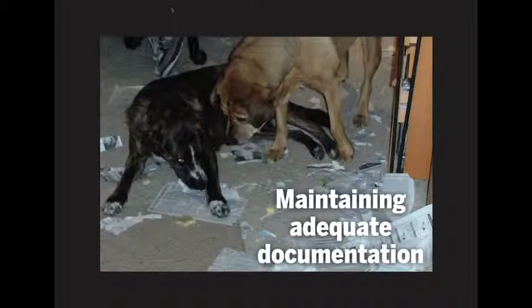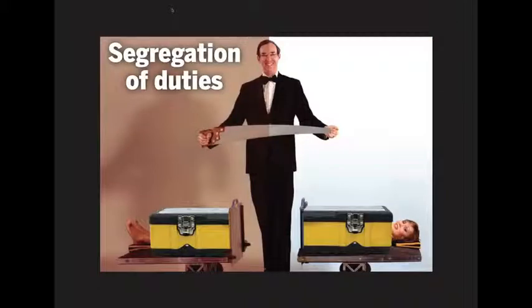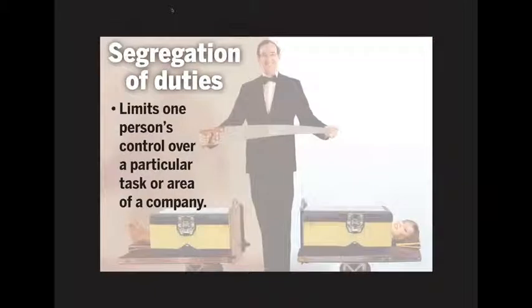Second up, we have maintaining adequate documentation. This means your documents must be reliable and free from error, and stored in a safe place so they can't be destroyed, but can be easily accessed when required. Next, we have segregation of duties. This means limiting one person's control over a particular task, often by spreading responsibility among multiple people. This helps reduce the risk of error and, even worse, theft.